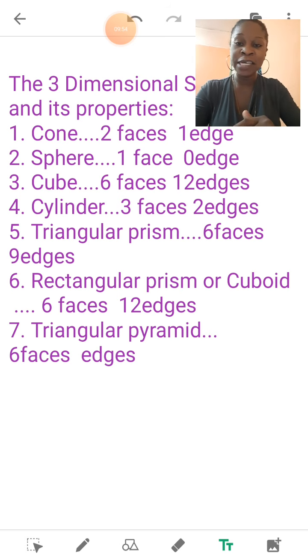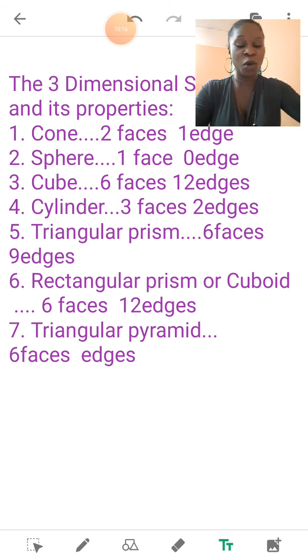In case you find a picture that has a rectangular prism and does not have a cuboid, it is still the same thing. It's just the word that is making it different, but it's the same thing. All right, so we continue. We also have the triangular pyramid. The triangular pyramid has 6 faces and edges.